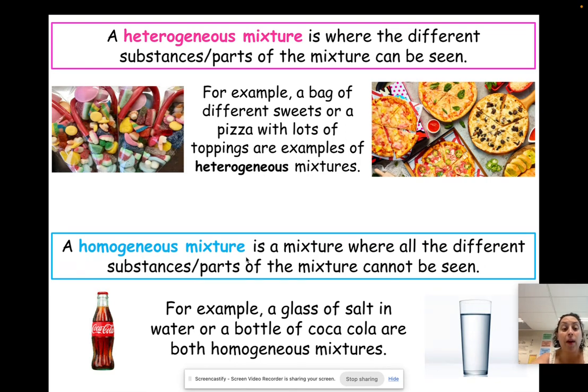Now, the trick with homogeneous mixtures is that usually they're going to be transparent so we can kind of see through them. Maybe not fully because of the color, but they're not going to be cloudy. If something is cloudy, like milk, it's actually a heterogeneous mixture. That one's a little bit of a trickier substance, though, milk.